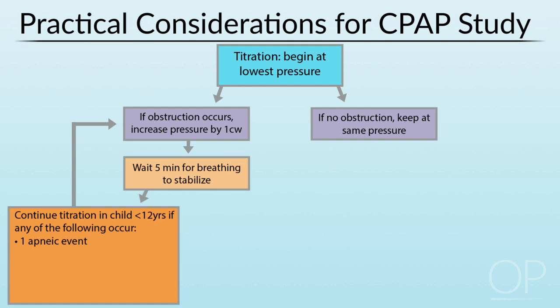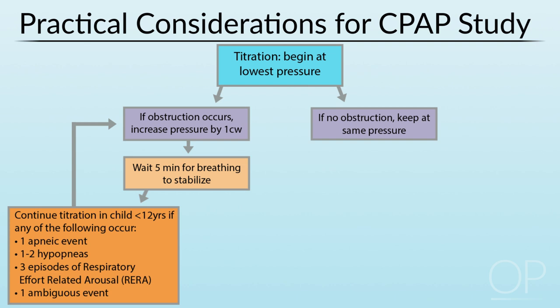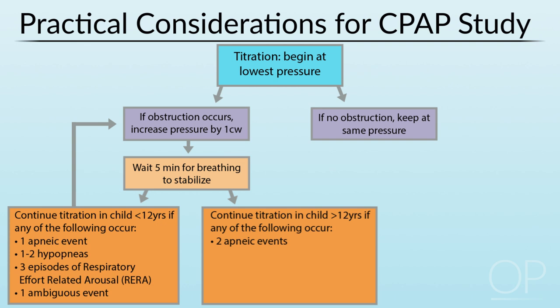Then, if there are hypopneas, and hypopnea is a respiratory event where the airway collapses but does not completely close, or some milder respiratory events or some ambiguous events. So the goal is to eliminate all this obstruction and also the snoring. In a child more than 12 years of age, you use 2 apneas, and similarly, the goal is to eliminate all the obstruction.